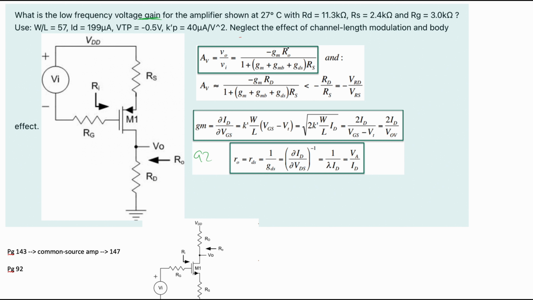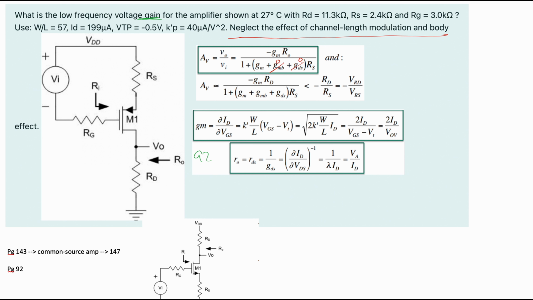So what do we not know? Well, we don't know any of our G's. We also don't know our R naught. Well, for these G's, we neglect the effect of channel length modulation and the modulation in body. That means that our GMB and our GDS are both 0. Now let's solve for our GM.